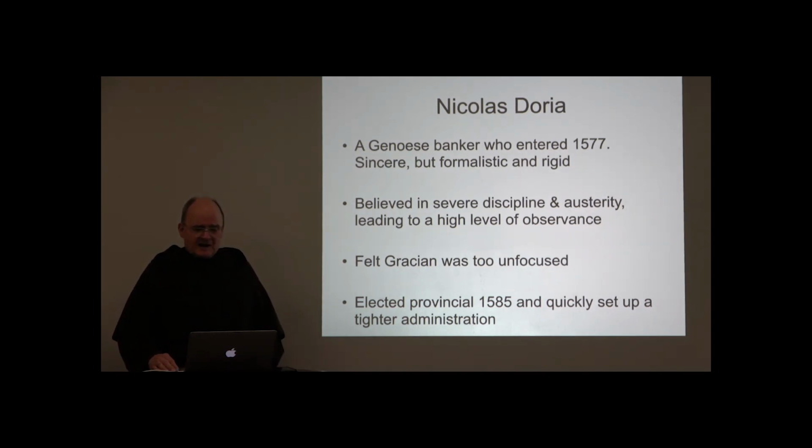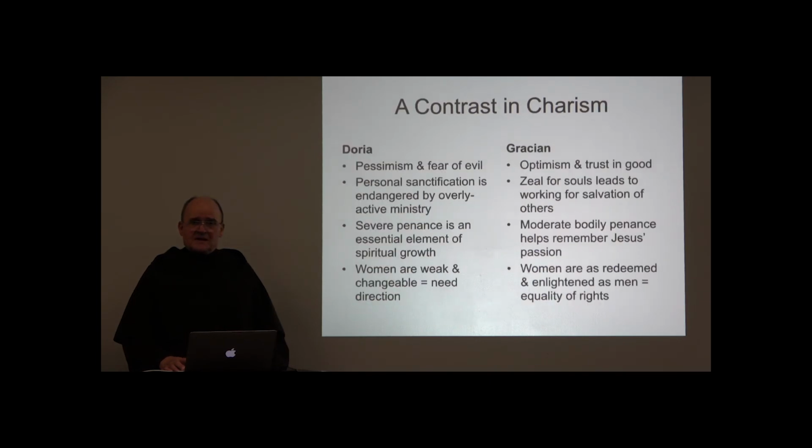At the next provincial chapter, Doria was elected provincial rather easily. Gratian had lost his main backer at Teresa's death, and so Doria was quite eager to take the reins of power, and he very quickly reorganized the government of the Discalced province into what he called a junta, a committee of strict leaders cooperating together. Here's an interesting comparison in the views of these two rival provincials.